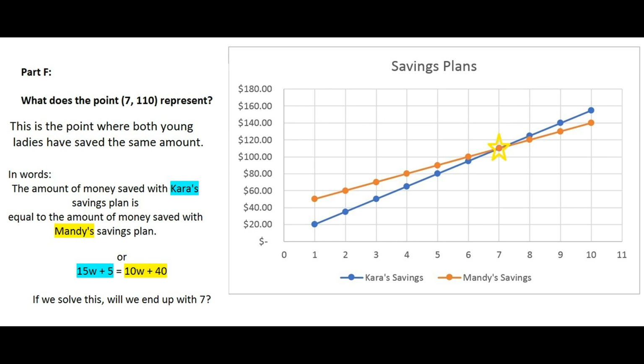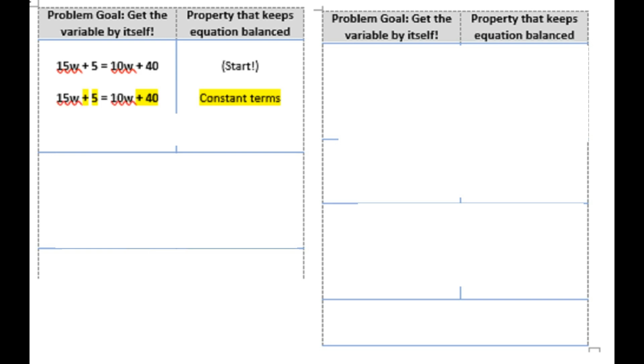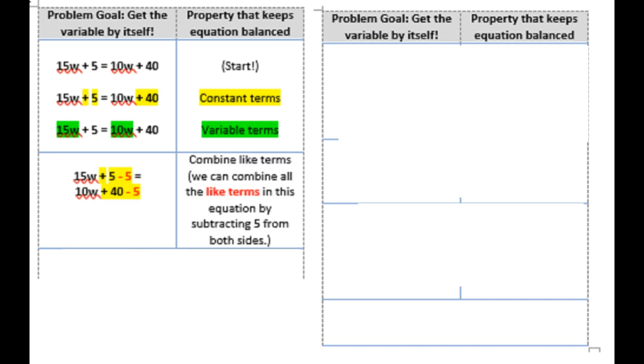So this looks familiar to us. If we solve it, do we end up with 7? Here's our chart again, and this is looking kind of familiar right now. We set both equations equal to each other. 15W plus 5 equals 10W plus 40. So here are our constant terms, positive 5 on one side and positive 40 on our right-hand side. And here are our variable terms, 15W on the left side, 10W on the right side.